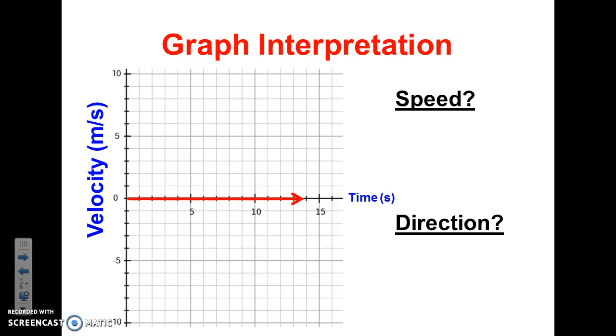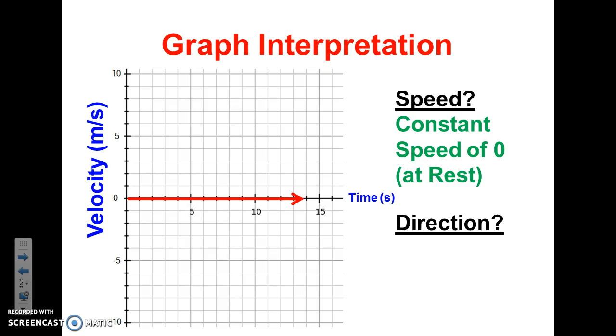On this graph, again, think about what 0 means. 0 means I am at rest. I have 0 velocity, so it's a constant speed of 0. And in this particular case, there is no direction because I am not moving.